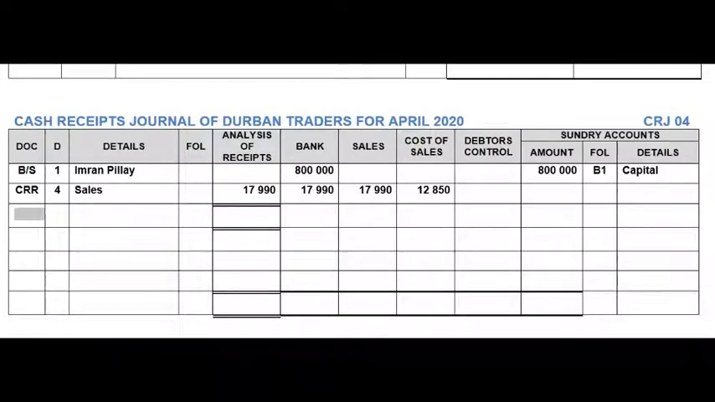In the CRJ, the document will be number 51 because it's receipt number 51. The date is the 11th. The debtor's name is M. Rashid, and now we use the folio column because it's an interaction with the debtor. The money will go to our till, but it's the only transaction for the day, so you can draw that line indicating that you're cashing up your till and putting the money in bank. And because it's a debtor paying us back, it will also go to debtor's control.